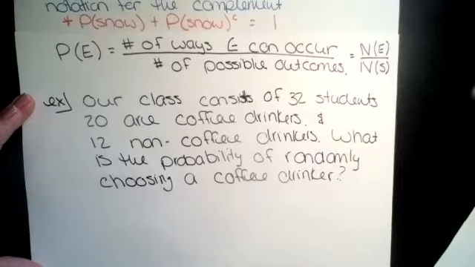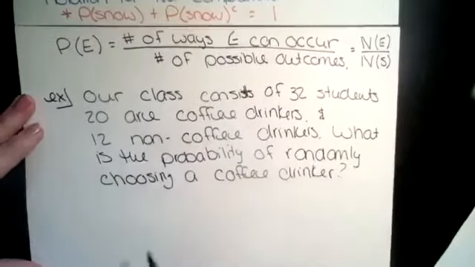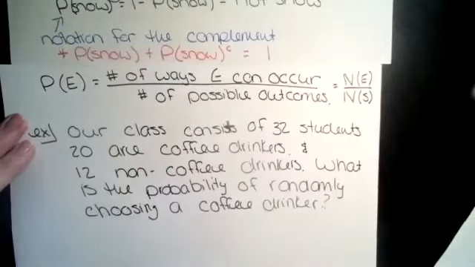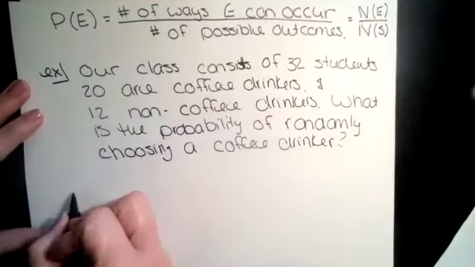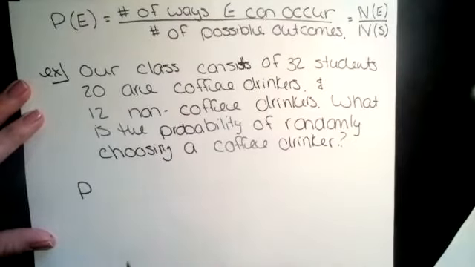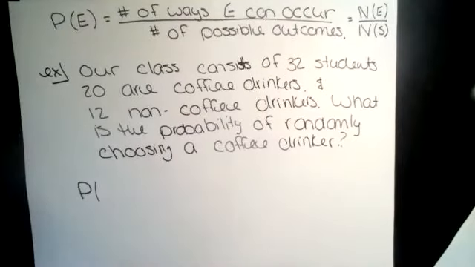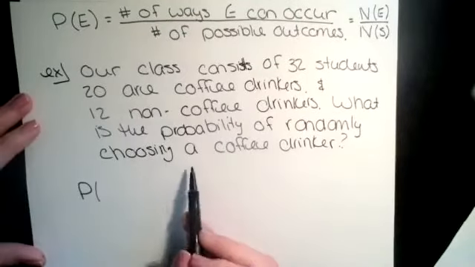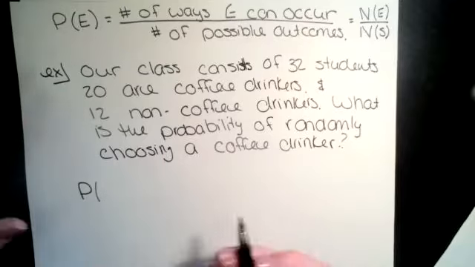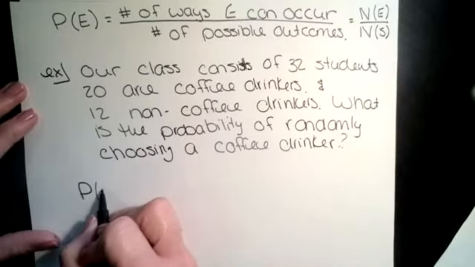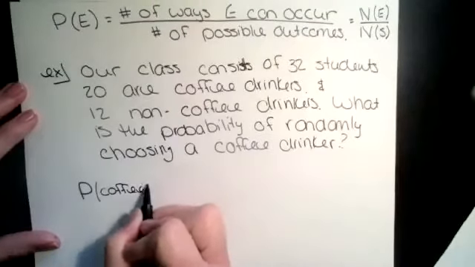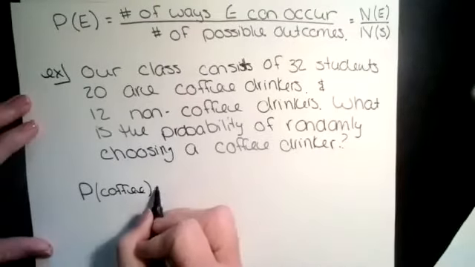So I want to write the notation, and then I'm just going to write my answer, which consists of the number of ways that E can occur divided by the number of possible outcomes. So here for my notation, anytime we're looking at probability, it's a capital P, and then in the parentheses, we're going to put what we're interested in, our event. So I want to know choosing a coffee drinker. You can abbreviate all you want. I definitely abbreviate all of the time. I'm just going to write coffee so it's clear here for the example.